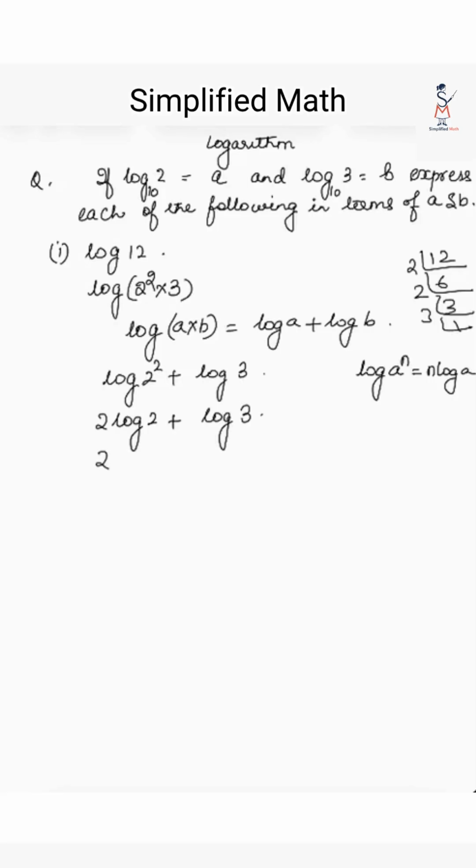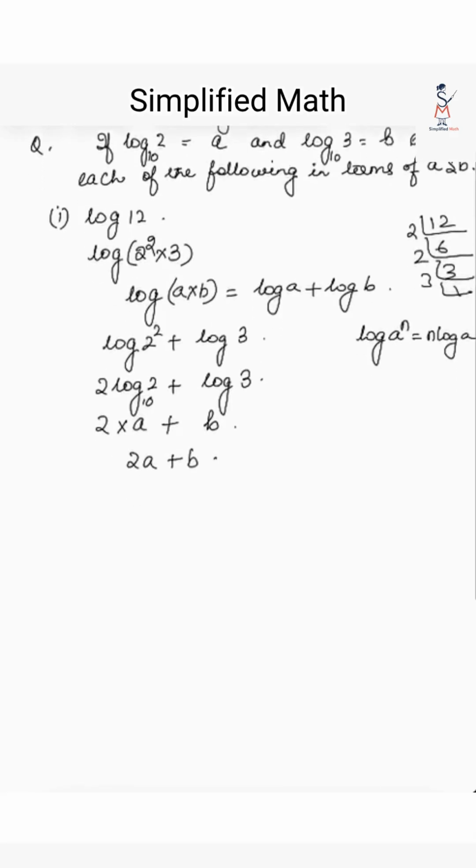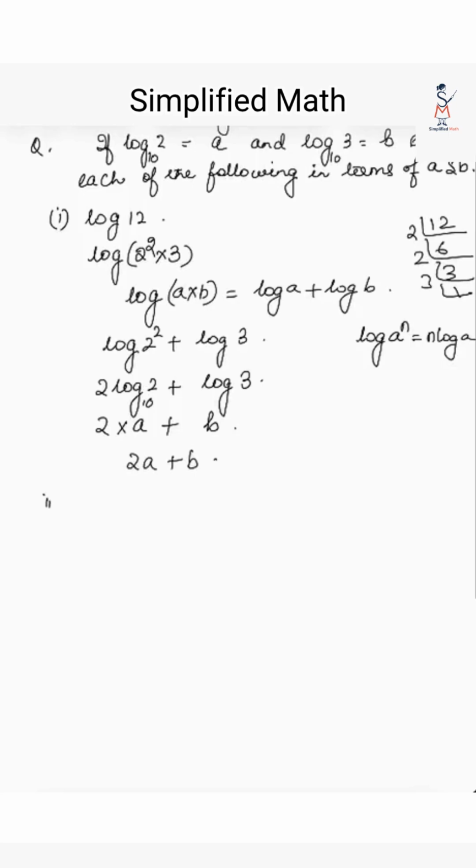2 log 2. What is log 2? If a log doesn't have a base, that means the base is 10. So log 2 is a. So 2a plus log 3, which is b as given in the sum. So this will be 2a plus b. Fine. Now we have the second one.